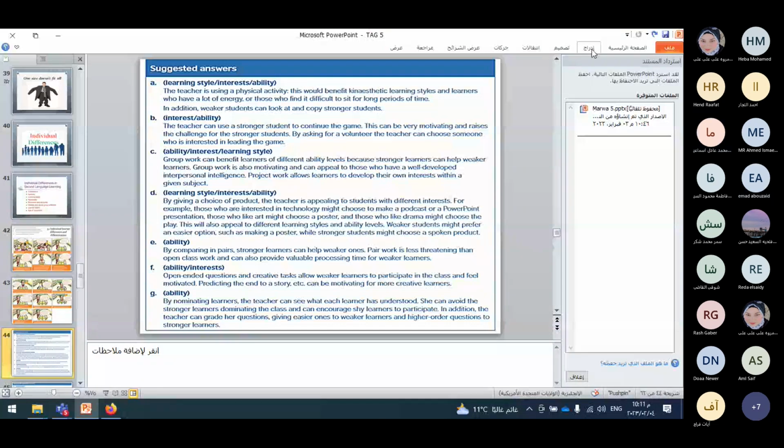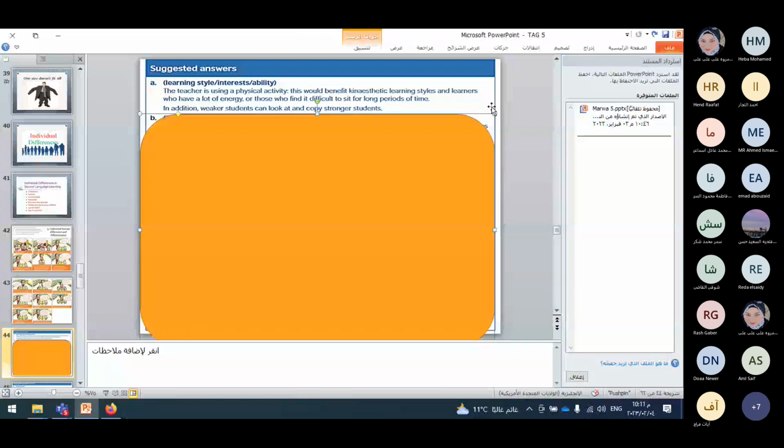As you can see here in the model answer sheet, you will find that number A, the strategy of Simon Says, really caters for learning style, interests, and ability. So one strategy can cater for or suit three things: learning styles, interests, and abilities. So you have to vary your strategies in order to suit all these issues.